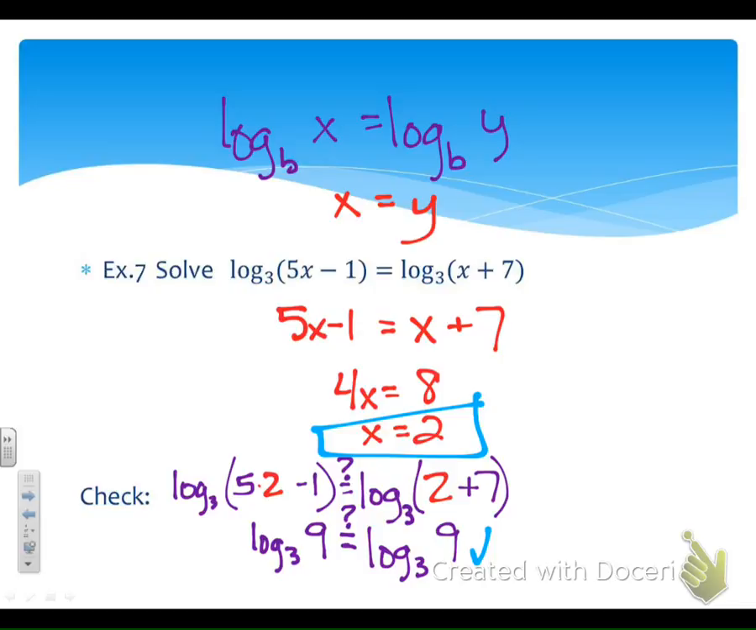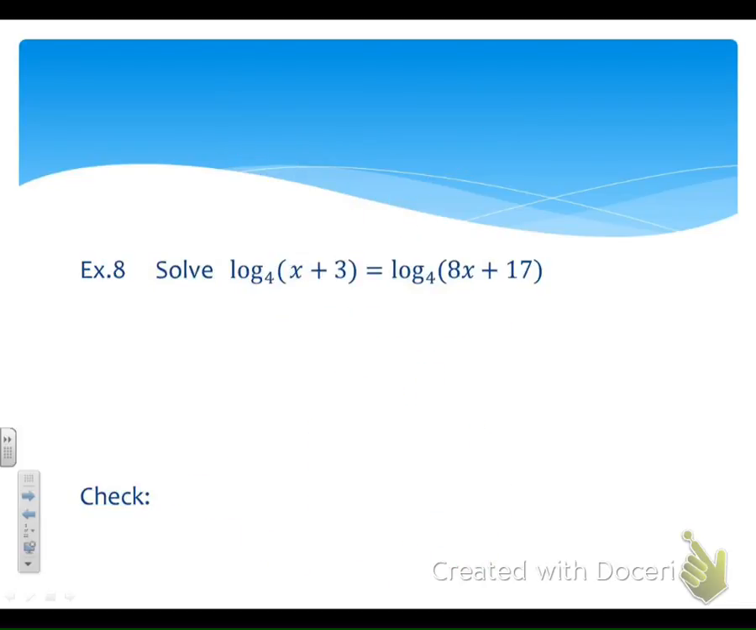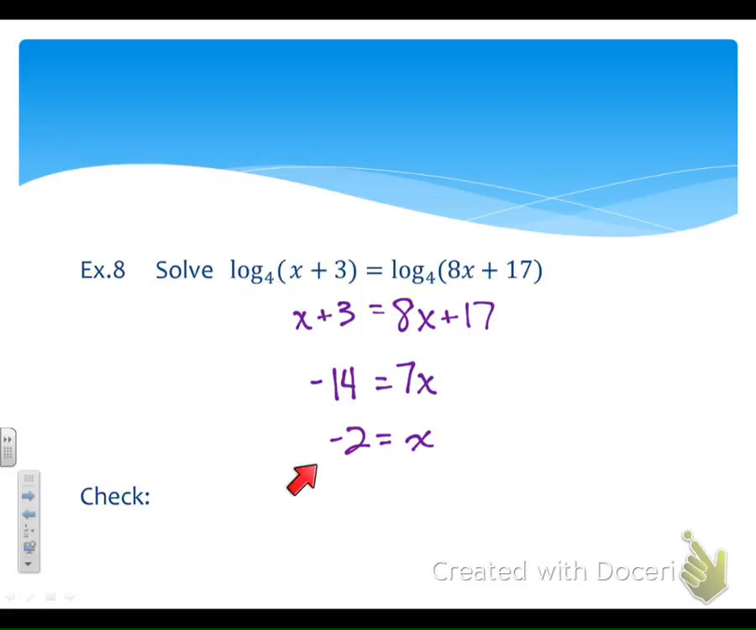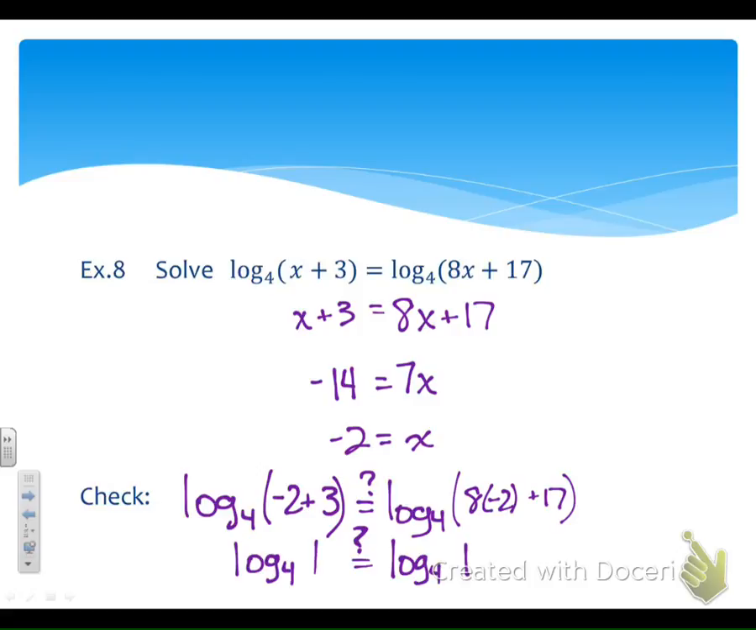All right, next example. Please insert the parentheses. You're missing them. Can't use this property without them. Go ahead, do this example, and then check with my answer up here. So we find it's -2 going through the check. So we get log base 4 of 1. Yeah, so it does check out.